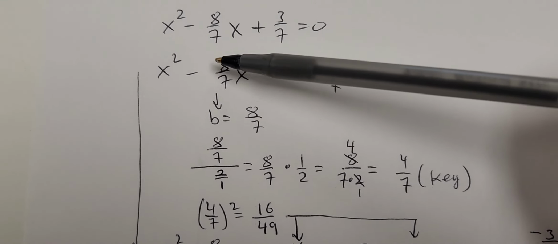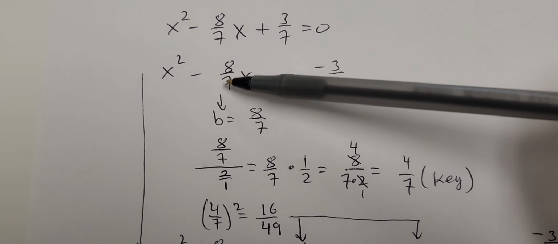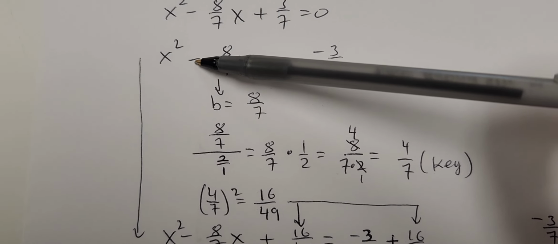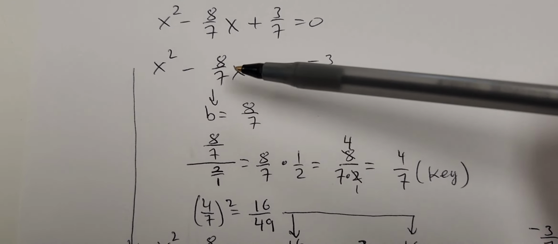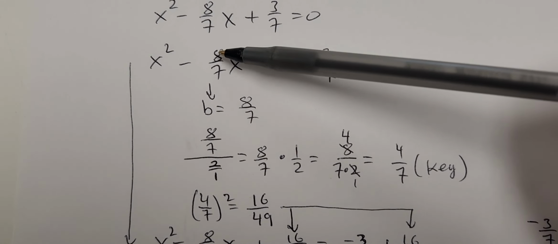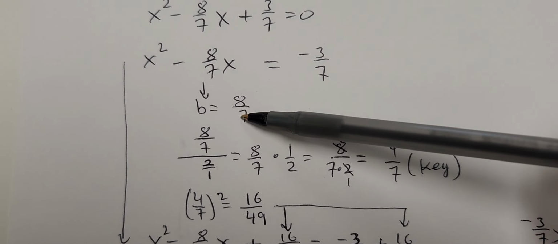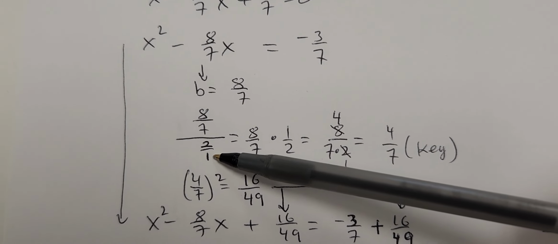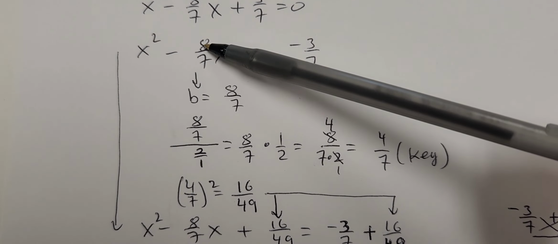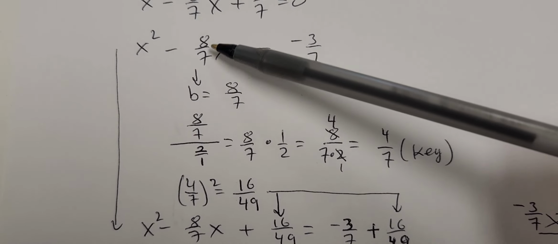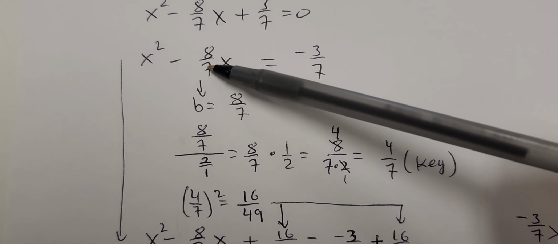Next, I want to focus on this second term, which is my b. If this is negative or positive, just ignore it. Also ignore the x, just the number only, so 8 over 7. So b is 8 over 7. Always divide b, this second term, by 2.